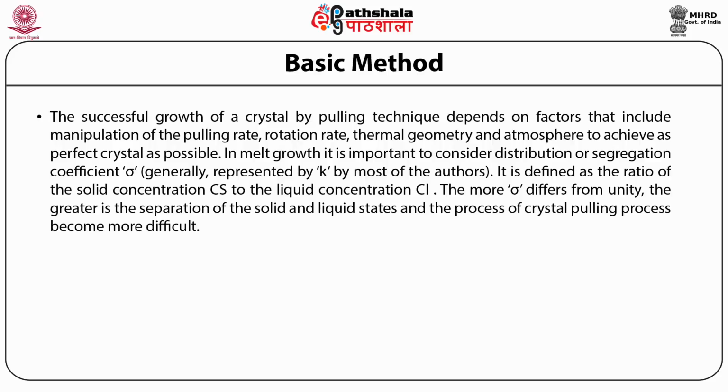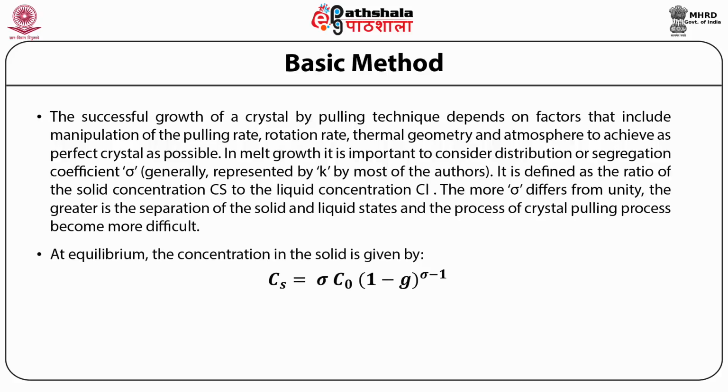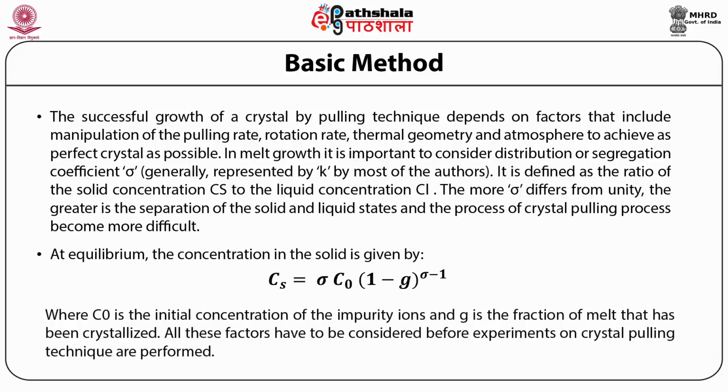At equilibrium, the concentration in the solid is given by Cs equal to sigma C0 into (1 minus g) raised to sigma minus 1, where C0 is the initial concentration of the impurity ions and small g is the fraction of melt that has been crystallized. All these factors have to be considered before experiments on crystal pulling technique are performed.